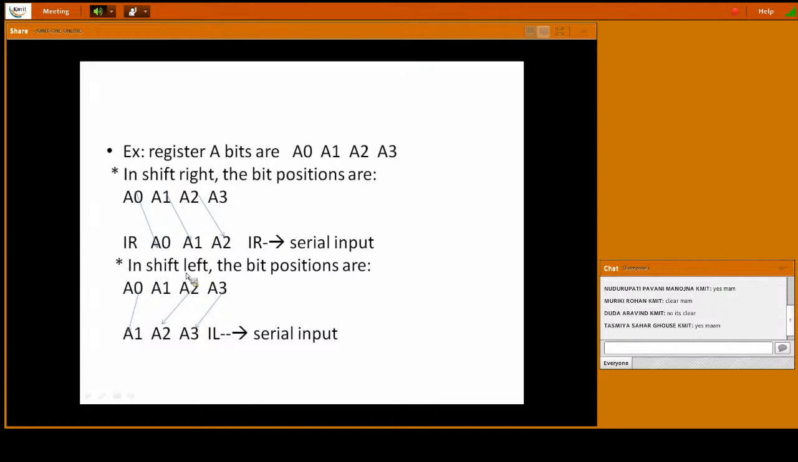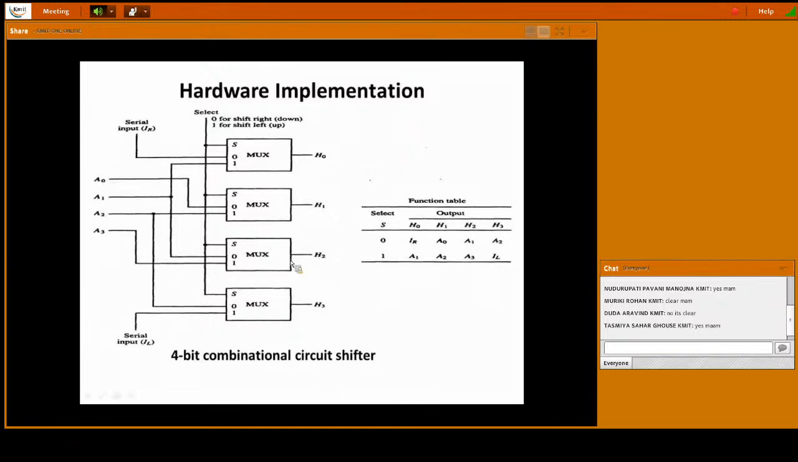In the same way, if you are shifting towards the left side, then the bits will be moved to the left side like this. A1 will come here. So A1, A2, A3, and a serial input will be included at the LSB position. Here the serial input can be 0 in case of logical shift. It is A0 in case of circular shift, and it will be the MSB value in case of arithmetic shift. Now see the hardware implementation.